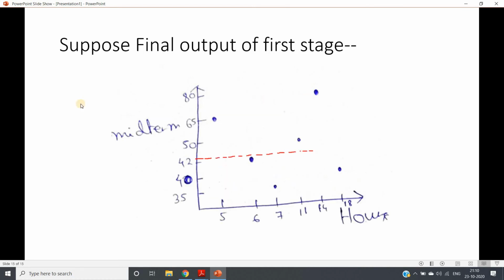Now suppose that we are getting the minimum misclassification rate or classification error rate for this particular cut, that is, midterm score greater than 42 or less than 42, right? So this is our stage 1 decision. Now we have formed two regions, one on the upper side and one on the lower side. Again, in these two sides separately the same algorithm will repeat. That is, for the upper region it will try hours 5, 6, 7, 11, 14, 18, then midterm score 50, 65, 80. For the lower region, for all possible values of hours, and similarly midterm score 35, 40, 42 it will try.